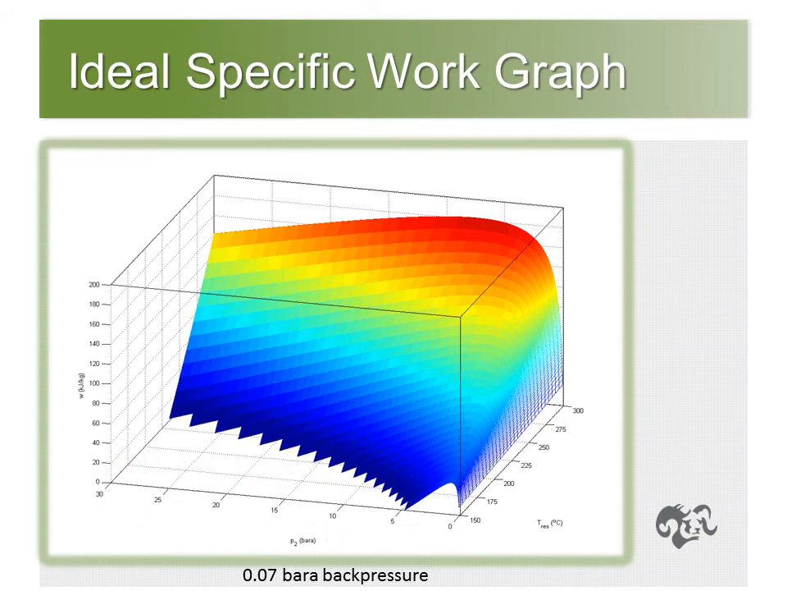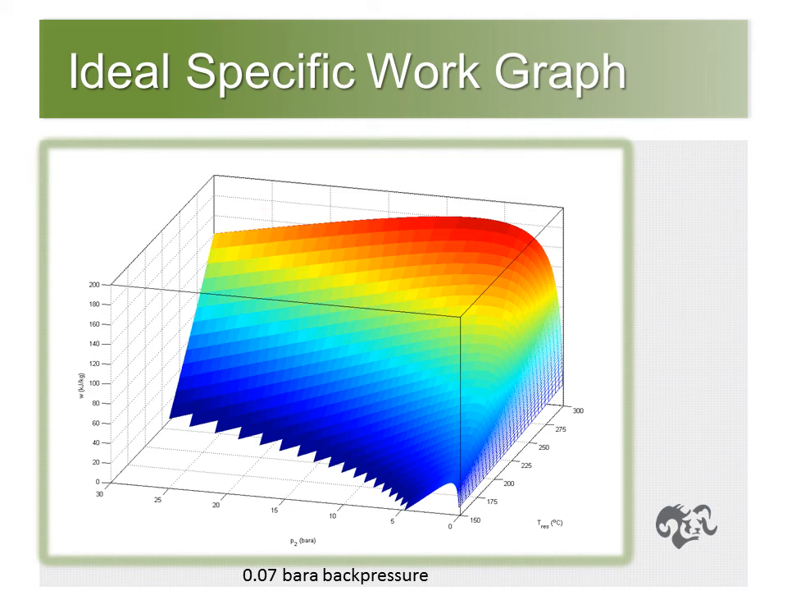The shape of the specific work versus separator pressure curve is the same for all reservoir temperatures. Specific work rises quickly with increasing pressure, reaches a maximum value, and then drops off slowly with increasing pressures. This rising and then falling off represents the trade-off between an increase in the flash percentage at lower pressures versus higher steam enthalpies at higher flash pressures.